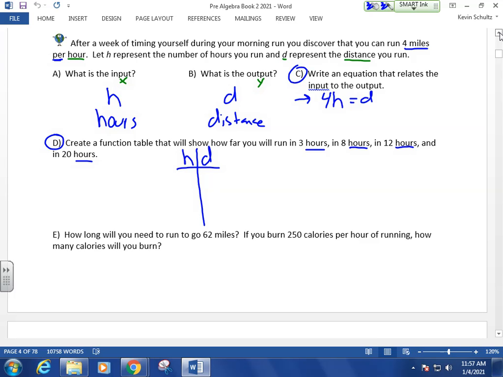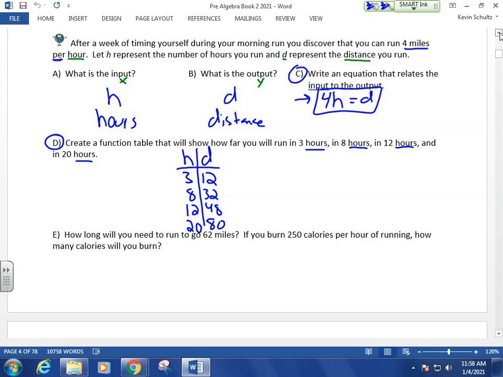Okay? So, our function table, XY table, or we're using H and D here. In 3 hours, if we go 4 miles per hour, we run for 3 hours, how far will we go? Well, we can look at our equation to help us here, right? If H is 3, 4 times 3 equals 12. If we go for 8 hours, if H is 8, 4 miles per hour for 8 hours, 4 times 8, 32. How about 12 hours? 4 times 12, 48 miles. And if we go for 20 hours, oh my goodness, 20 hours, 4 times 20, we get 80 miles.